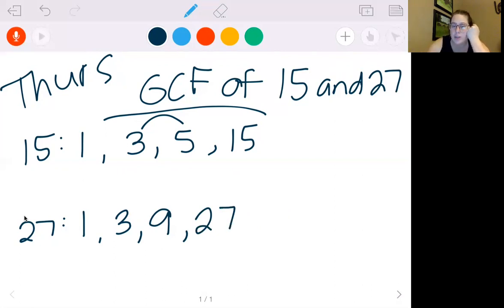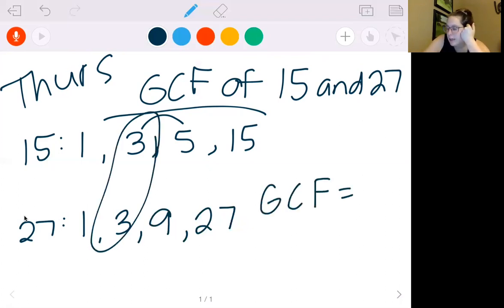So then I just pick the biggest one they both have in common. They're both going to have 1 in common every time. But look further. They both have this 3. So the GCF equals 3. Okay, so each shelf would have, she would have 3 shelves, 5 recorders on the shelf, and 9 harmonicas.